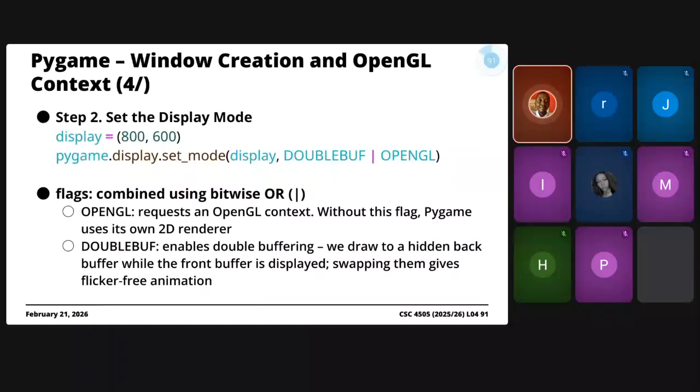Okay, so with DOUBLEBUF, we enable double buffering. We'll be drawing to a hidden back buffer while the front buffer is being displayed, and then you can easily swap them to simulate flickering or an animation, if you will.